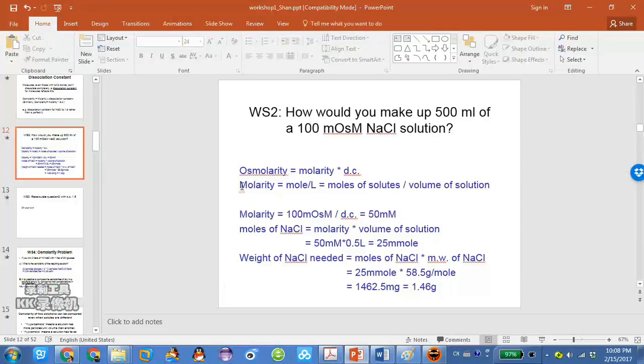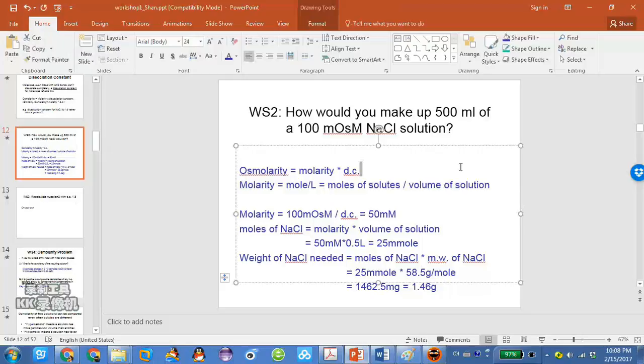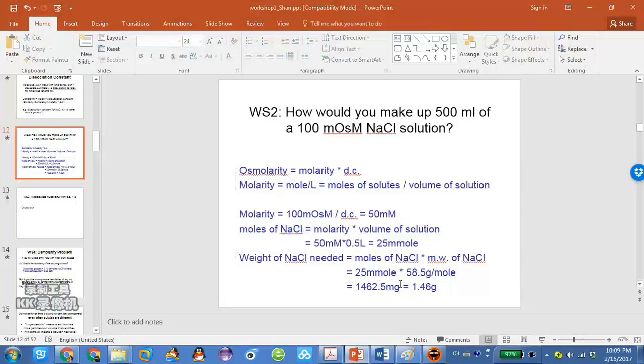From the molarity of the solute and the definition of molarity, if we multiply the molarity with the volume of the solution, we can get the moles of NaCl that's needed to make this solution. The final number is 25 millimoles. That's the amount of NaCl that's needed to make this solution. From the moles of NaCl, if we multiply this number by the molecular weight of NaCl, then we can find the weight of NaCl that's needed, in grams, to make the solution.